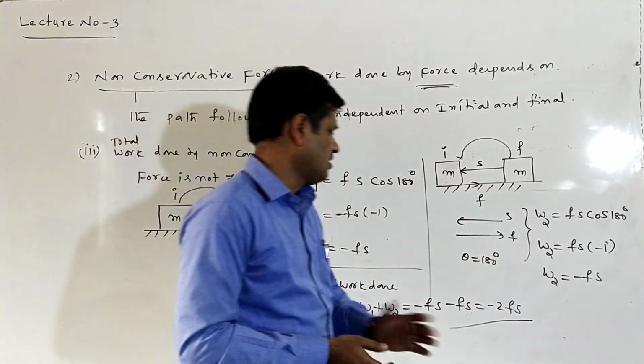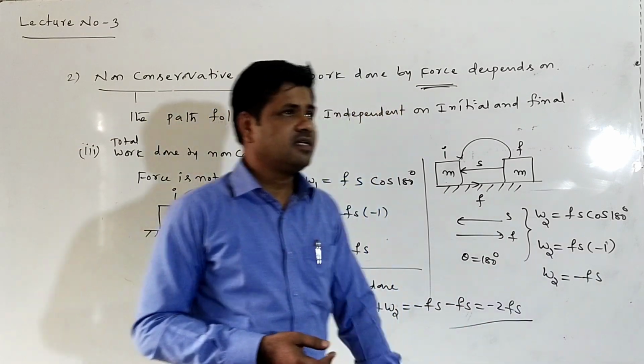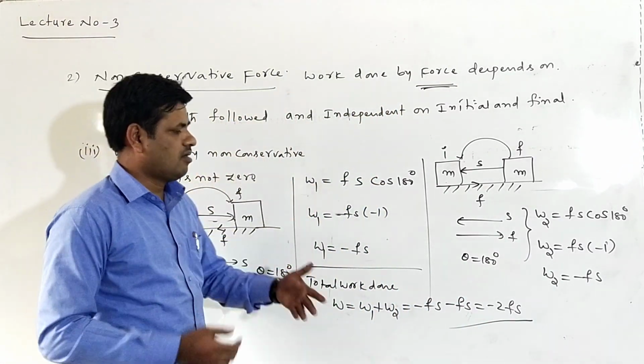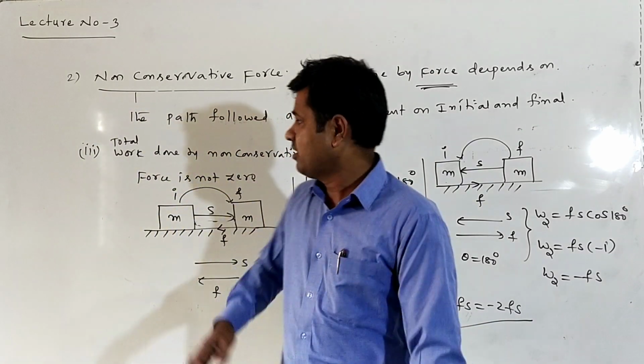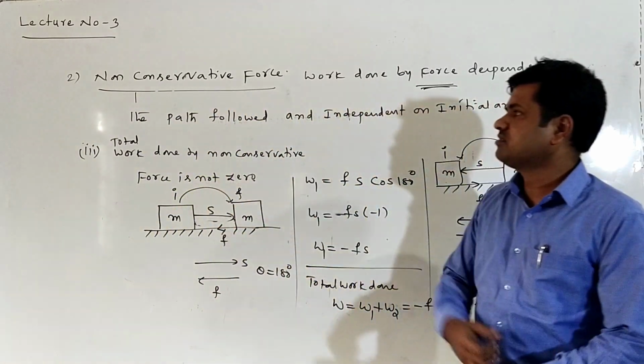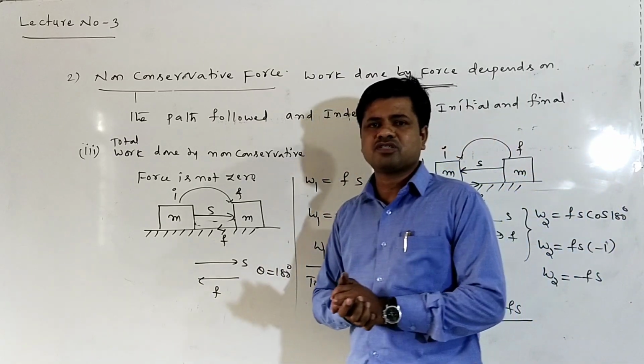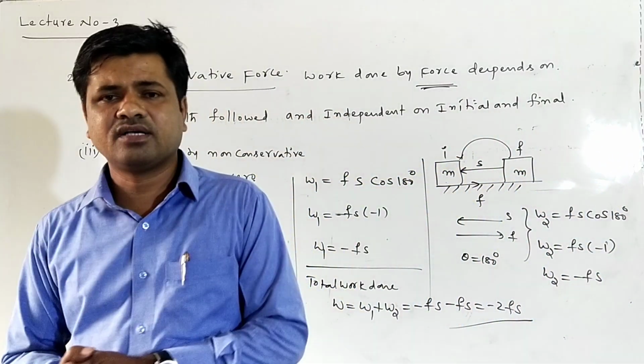Why is it not 0? We already proved this. The work done by the frictional force gives a negative value. That's the reason we say that the work done by the non-conservative force is not 0. This is the total information about conservative force and non-conservative force.